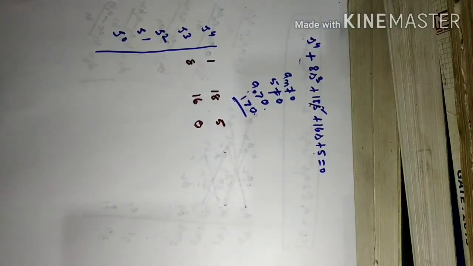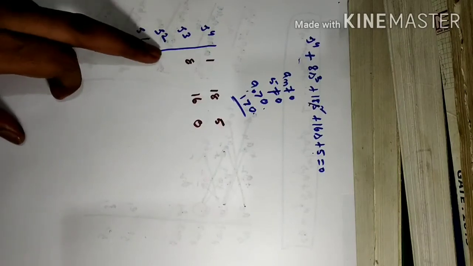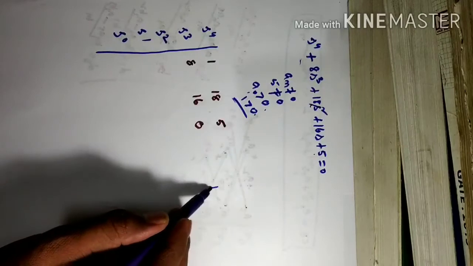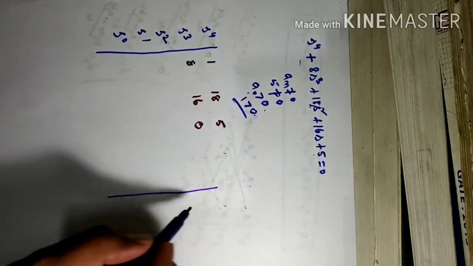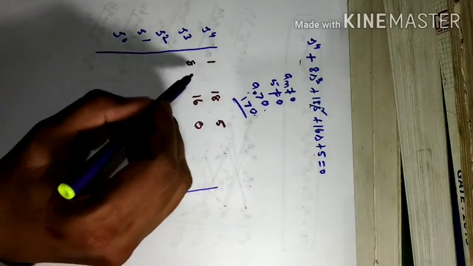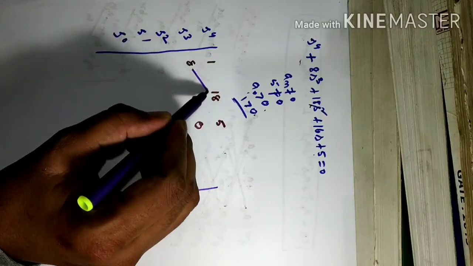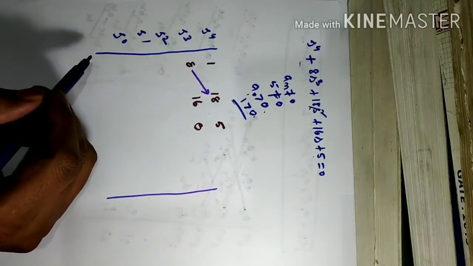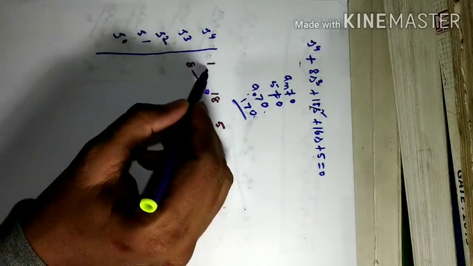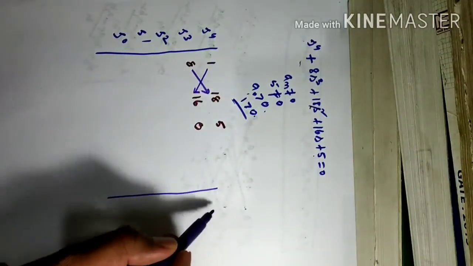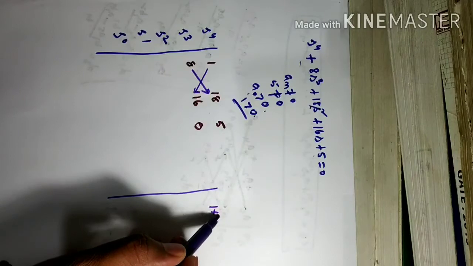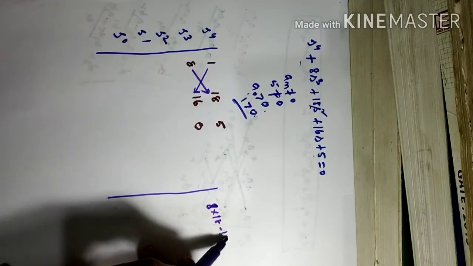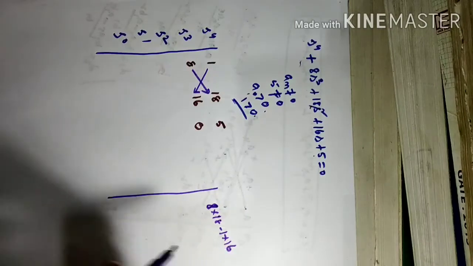Now you have to find the s square coefficients. To find them, 1 into 18, and 1 into 16. So 8 into 18 minus 1 into 16.